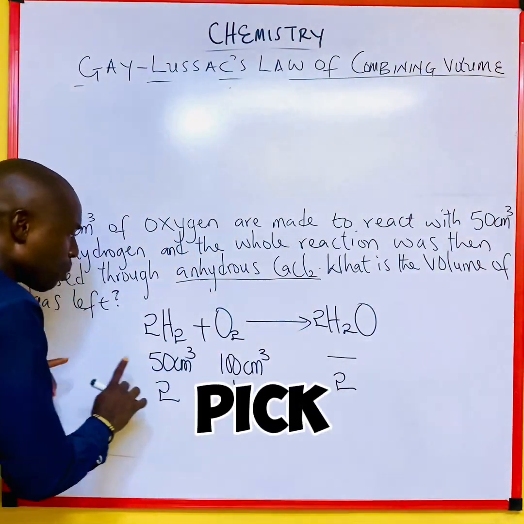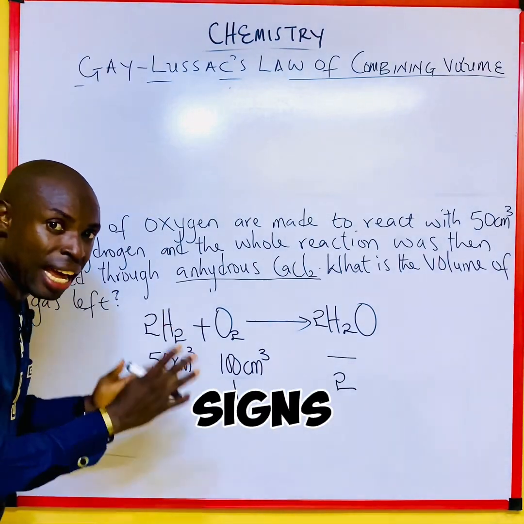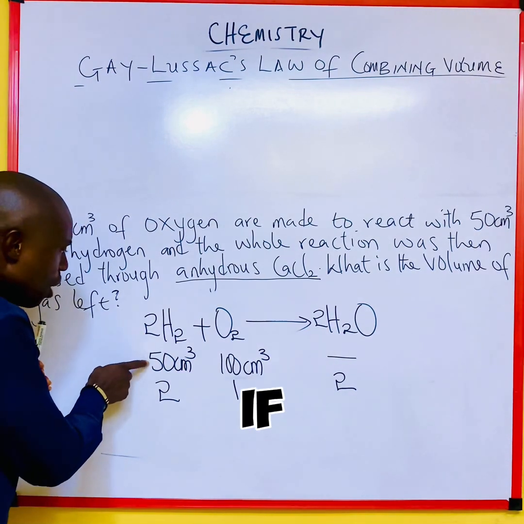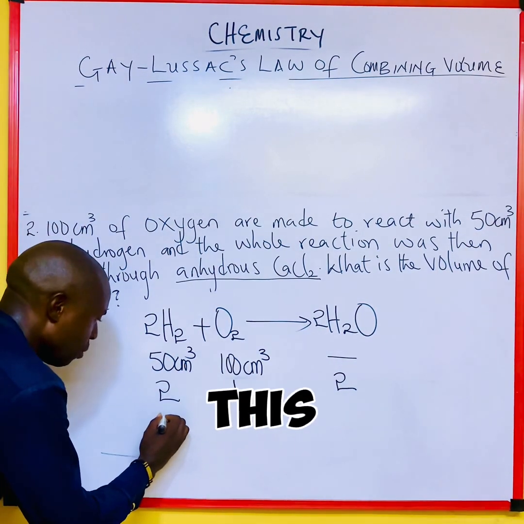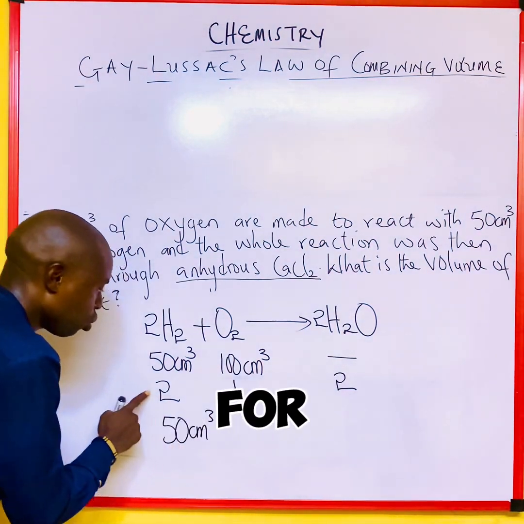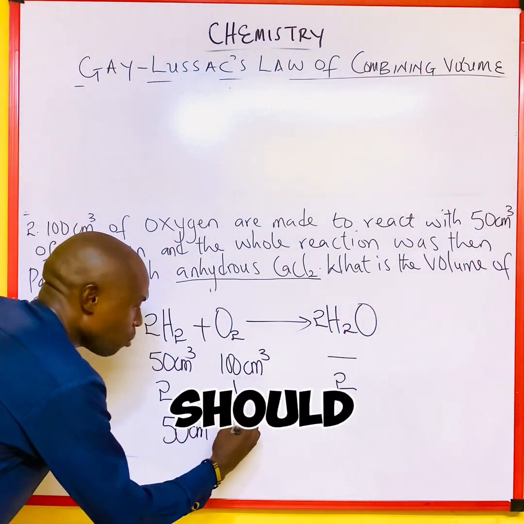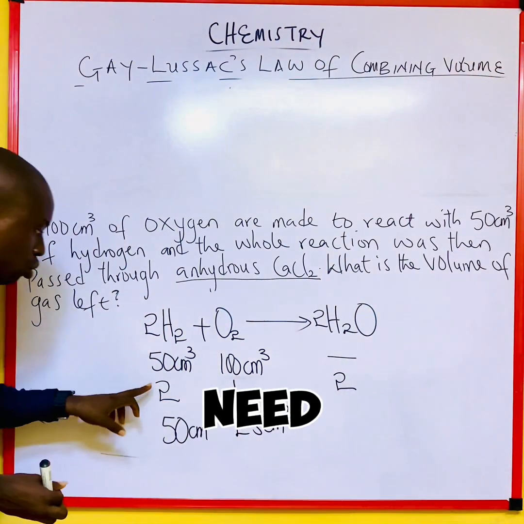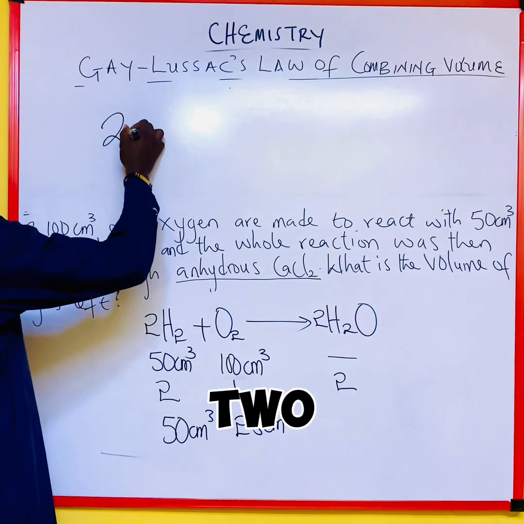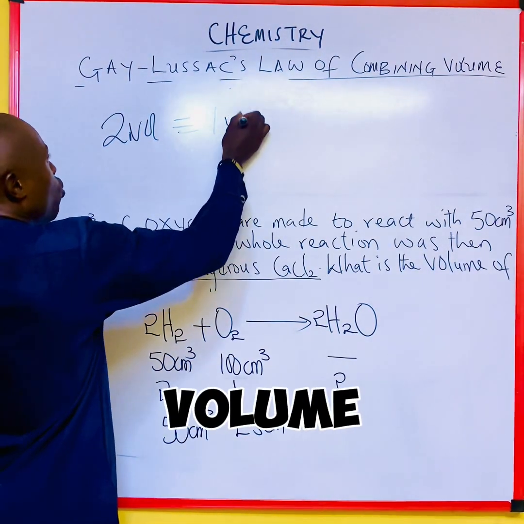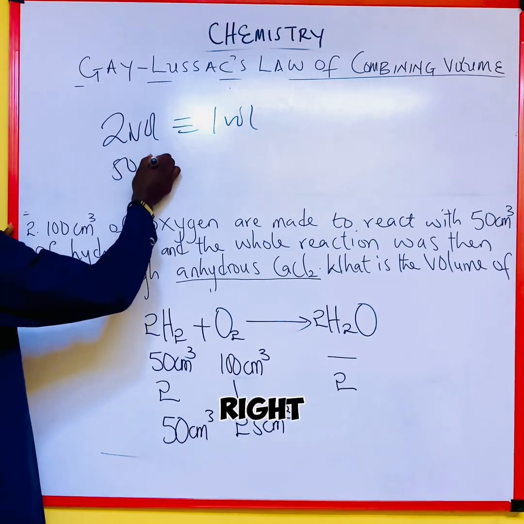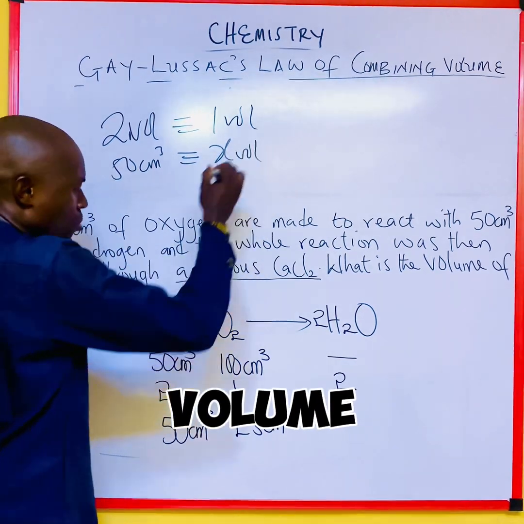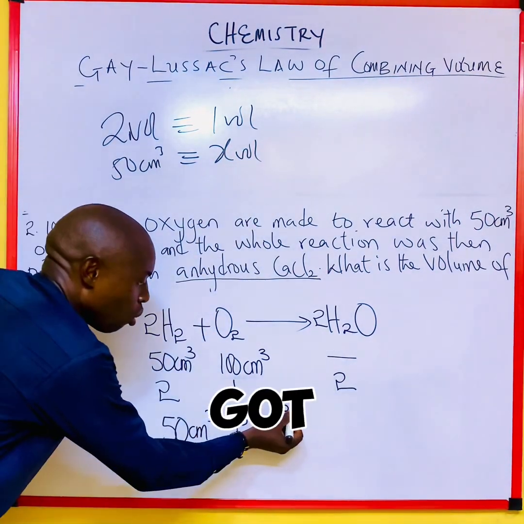Now, between these two, I have to pick one, the one that will avoid negative signs. If I put this 50 here, for 2 mole I'm having 50. Then for 1 mole, I should be having 25 cm cube. Meaning 2 mole is equivalent to 2 volume, and 1 mole is equivalent to 1 volume. And the unknown here is the volume equivalent to the one I bring here. For those of you who don't know, I got 25 for 1 here.